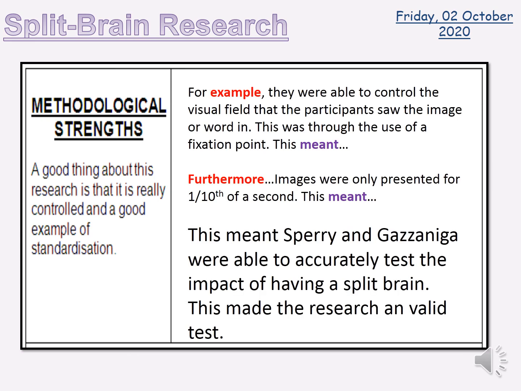With regards to the explanation points, for example, they were able to control the visual field that the participants saw the image or word in, therefore it was use of a fixation point. So this meant that they can guarantee via the use of a blindfold that they only went into the left visual field, for example. Also, images were only presented for 1/10 of a second. This meant that Sperry and Gazzaniga were able to accurately test the impact of having a split brain, and it made the research a valid test. They were not able to move their field of vision in time to incorporate the stimulus in any other way.